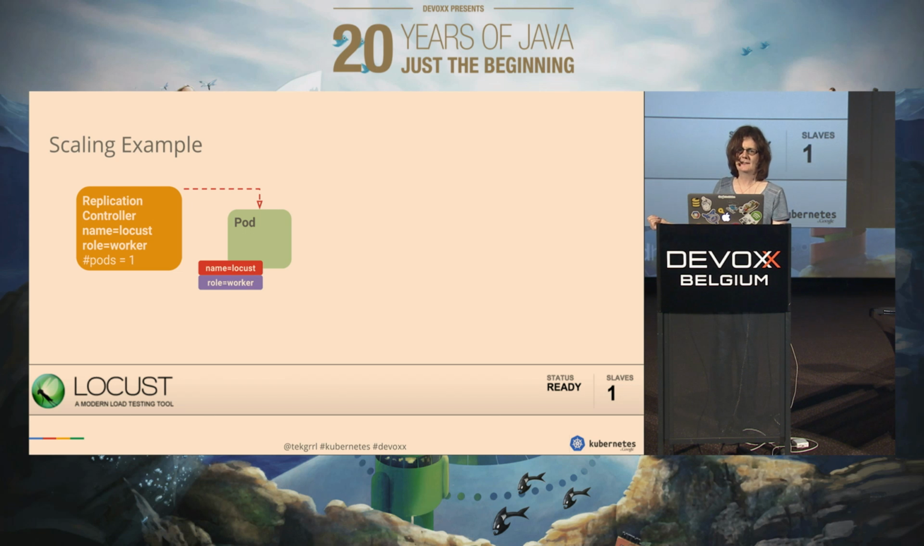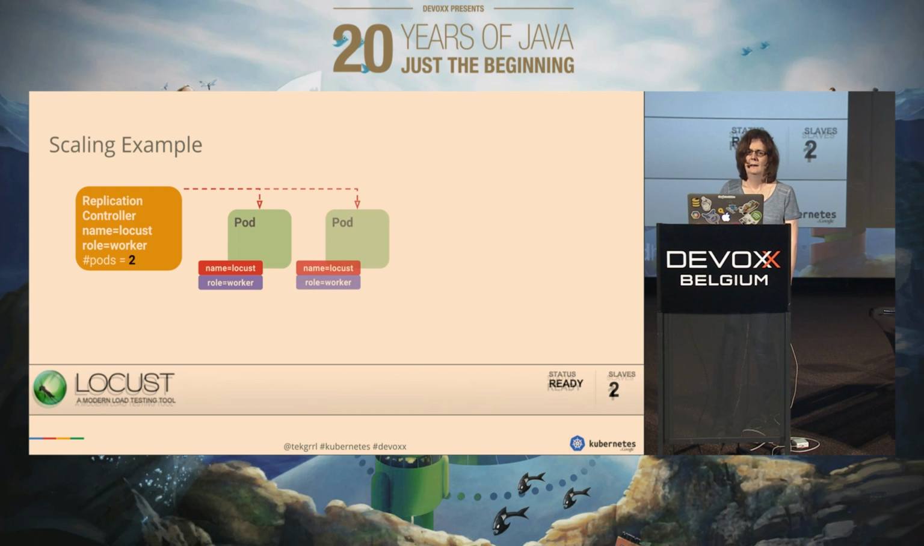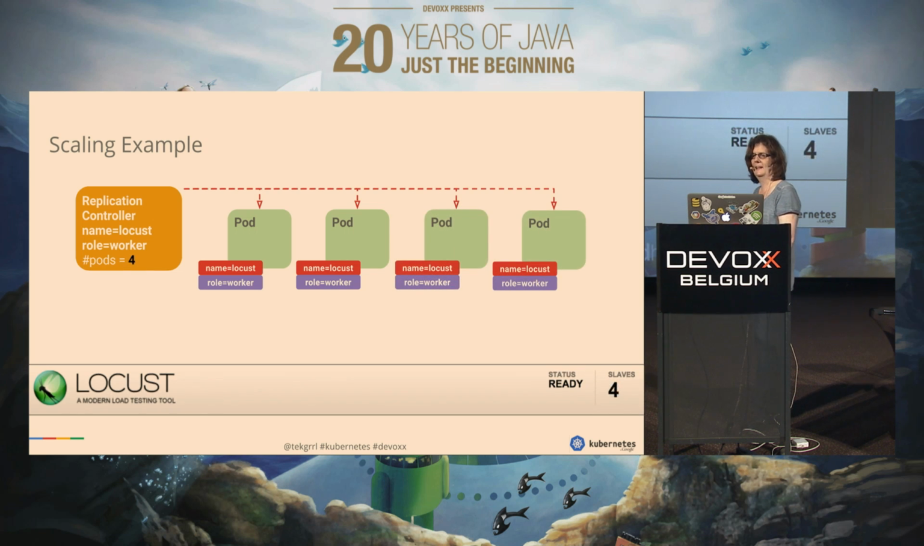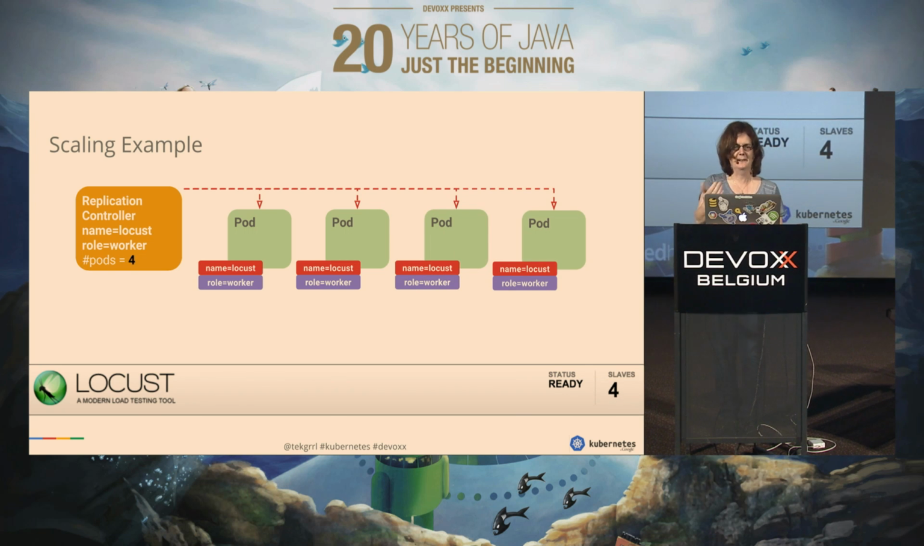So here's a scaling example. We have one pod. Replication controller, name equals locust. In this case, it's locust-worker, and role equals worker, one pod. And you can see we have one slave. Then we tell the replication controller to change it to 2, and it will tell the API to create another pod for us. Now we have 2 pods and 2 slaves. Lastly, we go up to 4, and again, that's reflected in the user interface where we have 4. This is from a test I did earlier when I was just going to do manual scaling, before I decided to get all fancy and do automatic scaling. So that's how we scale.